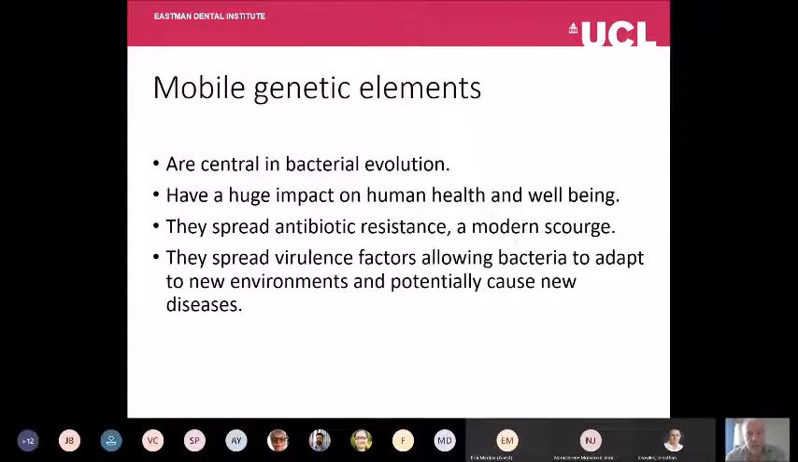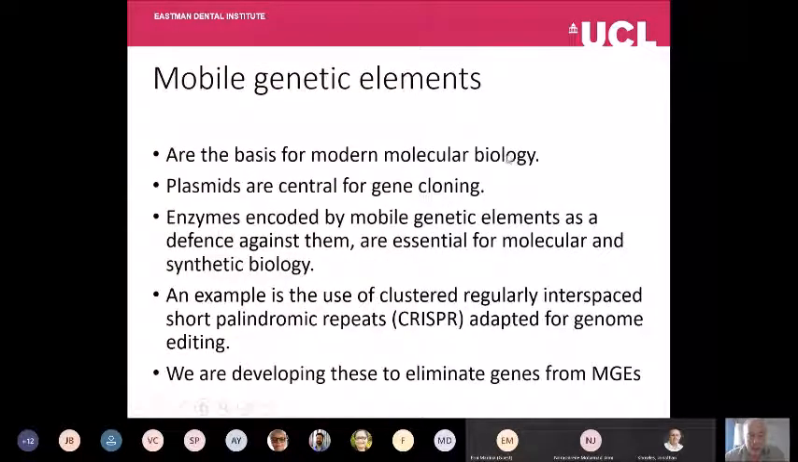So to move on to the next part of the talk then, the mobile genetic elements are not all bad, because they are the absolute basis for modern molecular biology. Plasmids, for instance, are absolutely central for gene cloning, and all these transfers, integration, excision, encoded by mobile genetic elements, provide an absolute wealth for genetic engineers. With millions of years of evolution that can be exploited to manipulate almost any organism, not just the prokaryotes that you want.